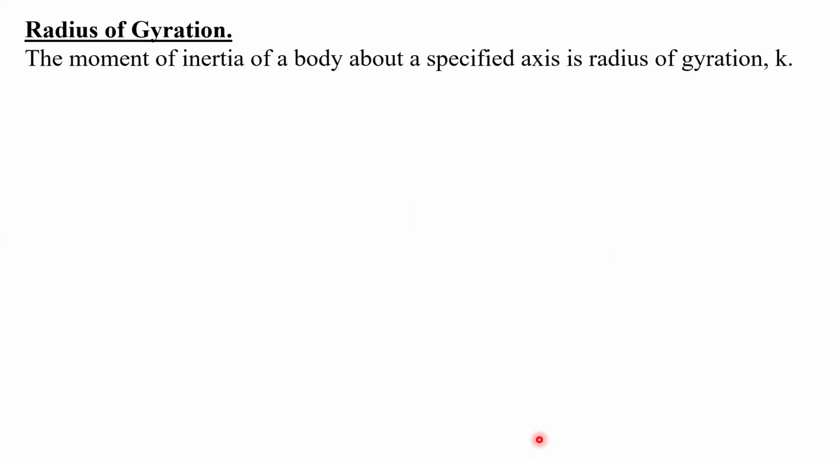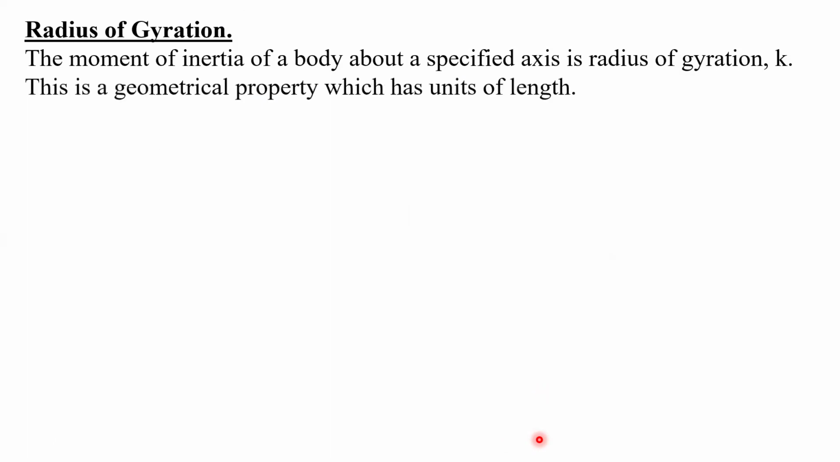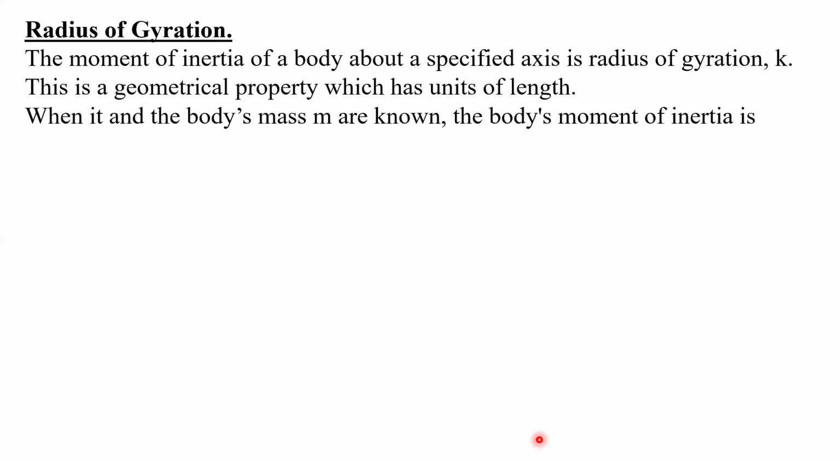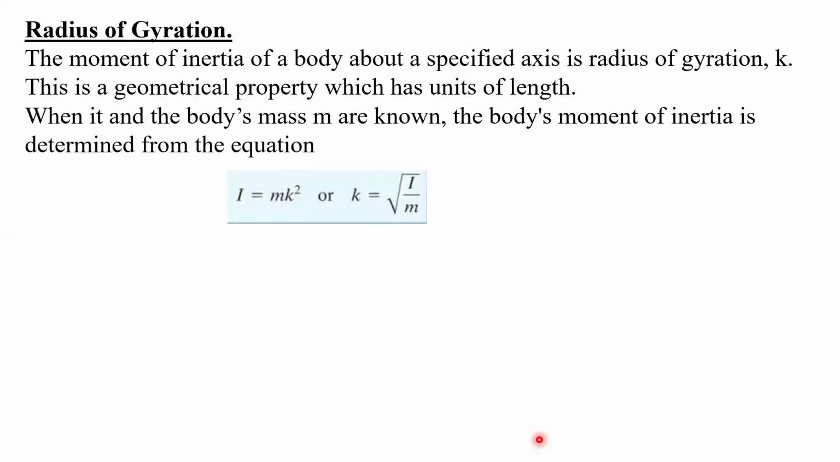So, radius of gyration. The moment of inertia of a body about a specified axis can be expressed using the radius of gyration, k. This is a geometrical property which has unit of length, that is meters. When it and the body's mass are known, the body's moment of inertia is determined from the equation I is equal to m k squared, or k is equal to the square root of I over m.